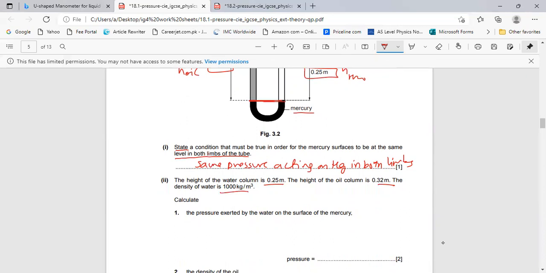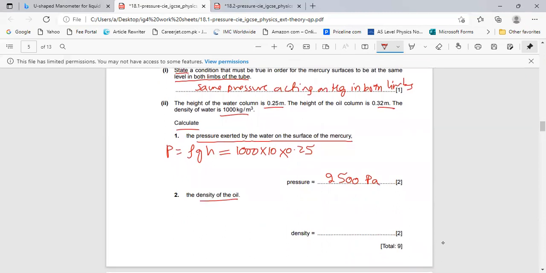The density of water is 1000 kilogram per meter cube. What you have to do is calculate the pressure exerted by water on the surface of the mercury. That's quite simple. Pressure is rho gh. So the water density is given, which is 1000, g is 10, and the depth of water is 0.25. So just multiply them, which gives 2500 Pascal. Okay, then you have to find the density of the oil.